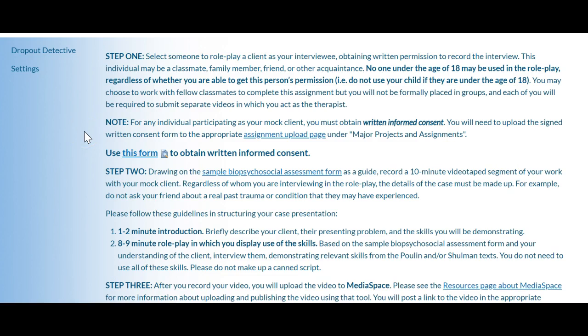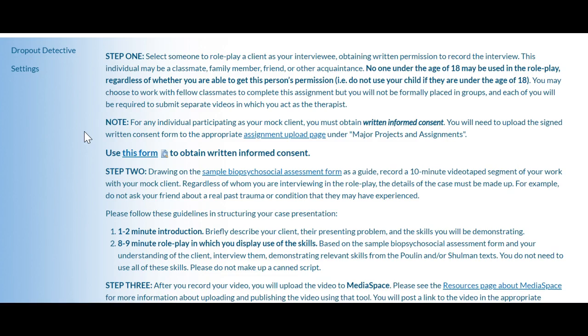So in step 1, you'll select someone to role play a client as your interviewee, obtaining written permission to record the interview. This individual could be a classmate, a family member, a friend, or an acquaintance. However, no one under the age of 18 may be used in the role play, regardless of whether you're able to get this person's permission.